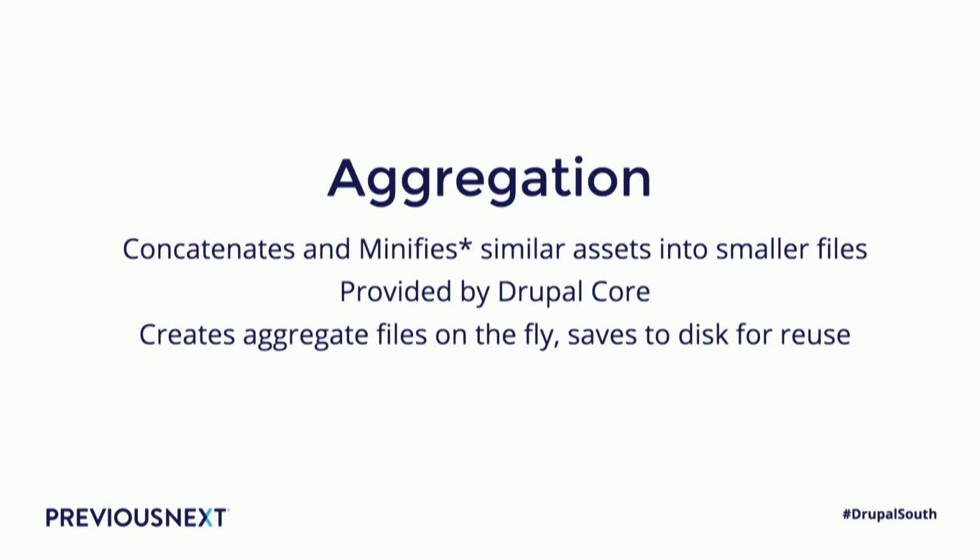Aggregation is the other big bit of this. It concatenates and minifies. I said exclamation mark because it's not minifying JavaScript, but it does combine similar assets into smaller files. So ideally it combines everything into one CSS file and one JavaScript file. It's provided by Drupal core, and it does it on the fly. It saves files to disk. And I'll just go through that quickly.